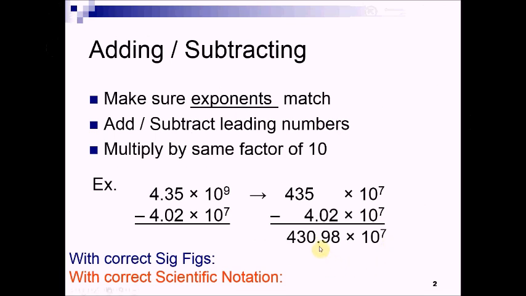So we get 430.98 times 10 to the 7th. Now, I'm not sure if we have or have not talked about significant figures yet, but since this is an adding or subtracting problem, I would have to compare the precision of these numbers to figure out where I should round.